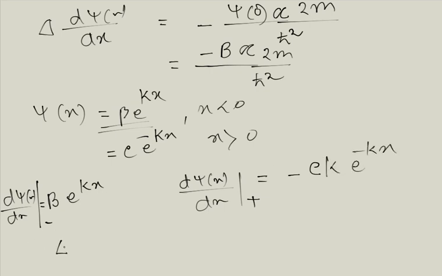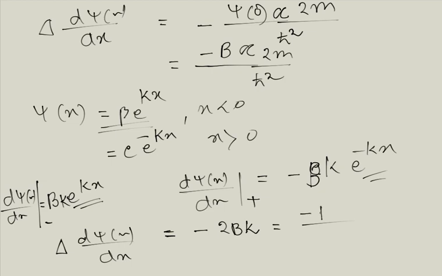So the change in the first derivative of psi of x at x equals 0: this will be 1, this will be 1, and c equals b, so we will write only b. There will be a k term, so it will be minus 2bk, and from this equation it equals minus b alpha twice m by h bar square. So b cancels out, 2 cancels out. What remains here is that k equals m alpha by h bar square.